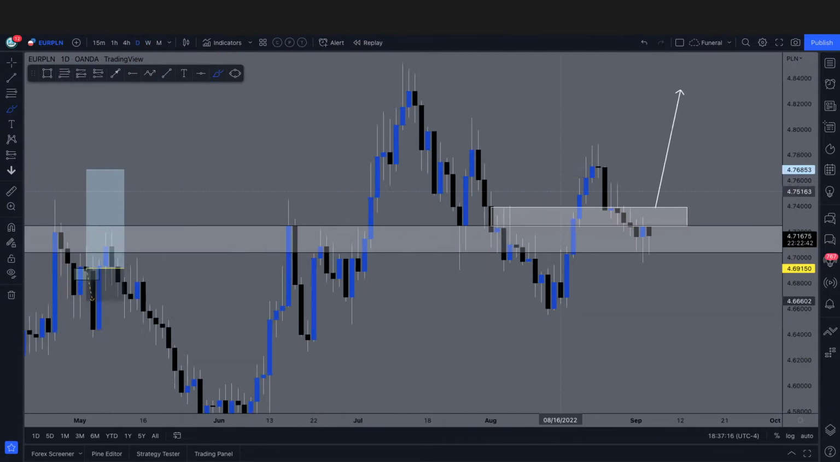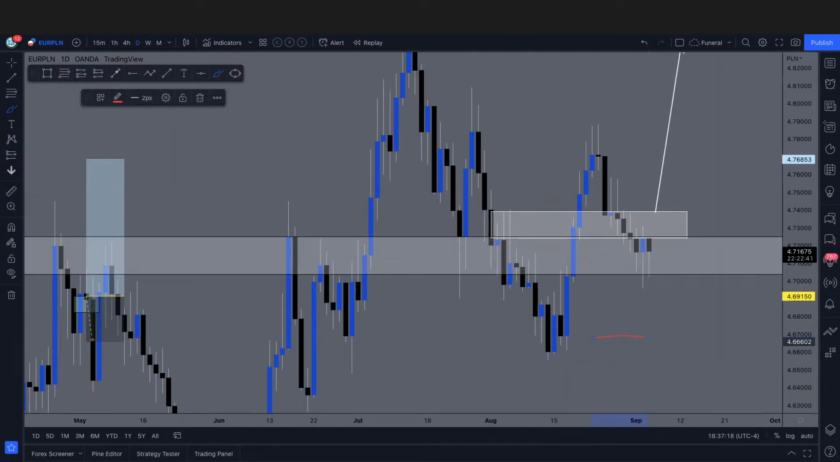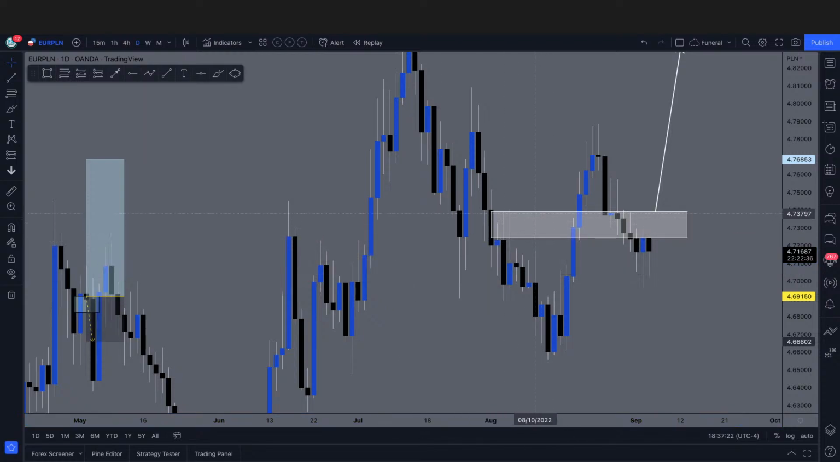Dropping down to the daily time frame, you can see exactly what I was speaking about in a little more detail. Let me clean this up a little bit. We do have some structure area right in here that we would need to see broken to the upside first before we see the market explode from this left shoulder, head, right shoulder area to the upside.